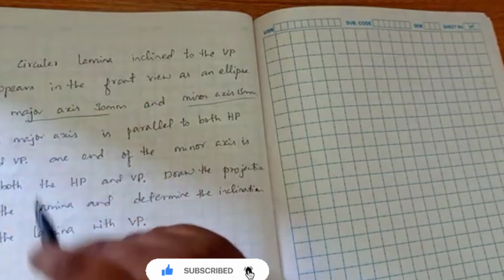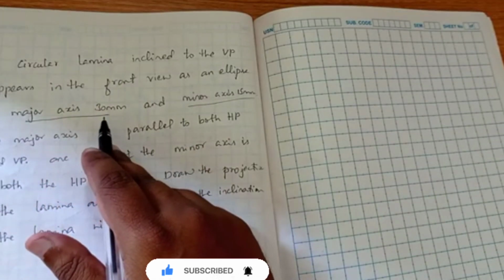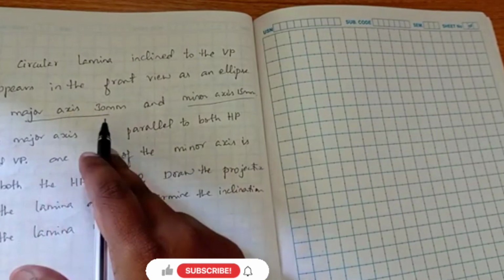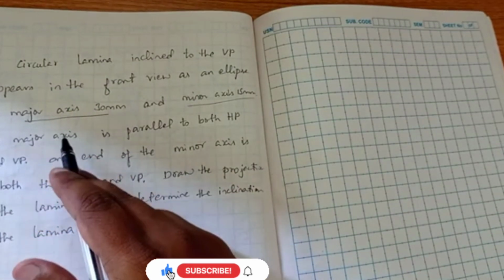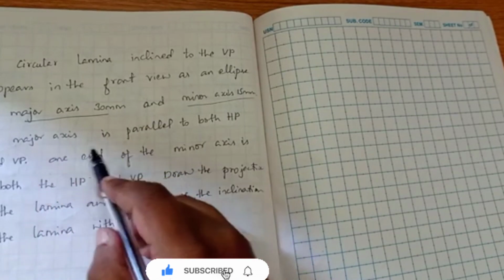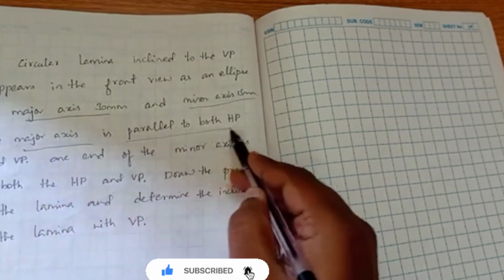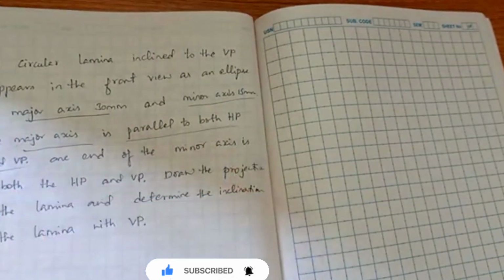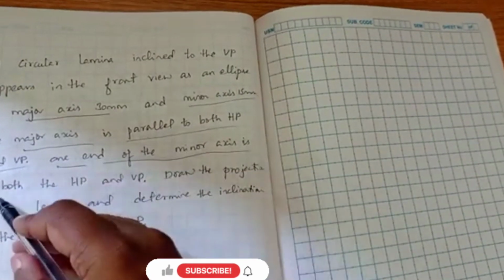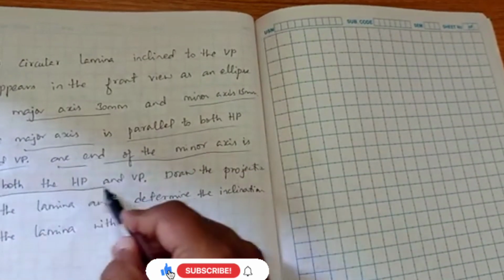So what we do is we consider major axis dimension 30. By taking 30 mm, I will be constructing a circle of diameter 30. Okay, so that's our first position and second position. Then after that, you see the major axis is parallel to both HP and VP. We have to make the major axis parallel to both HP and VP, and one end of the minor axis in both HP and VP.